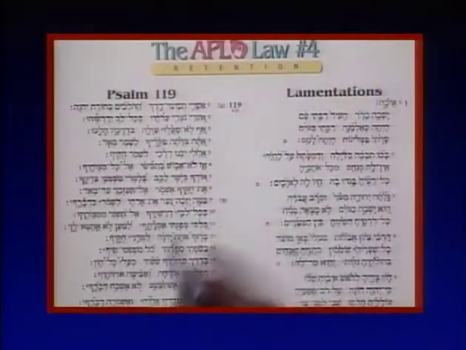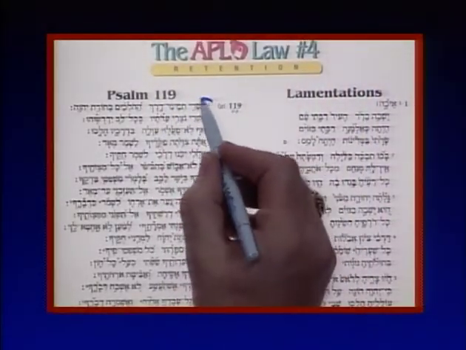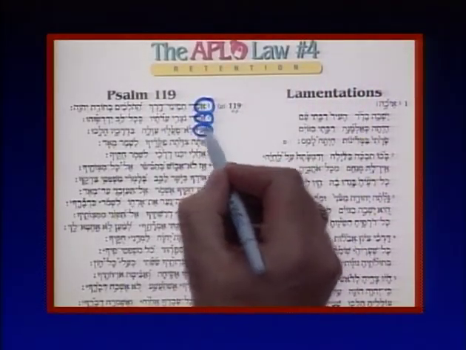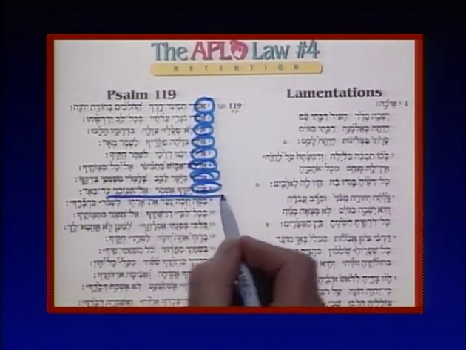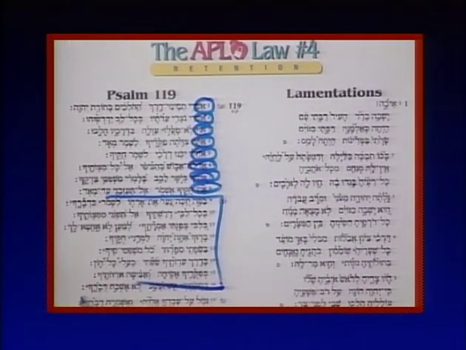Where did we get the idea of using the alphabet? Well, believe it or not, we got it from the book of Psalms. Here's Psalm 119. Take a look at the first 8 verses of Psalm 119. Verse 1 begins with the letter A, verse 2 A, verse 3 A, 4 A, 5 A, 6 A, 7 A, 8 A, and the next 8 begin with the letter B, and the next 8, C, and right on through it.